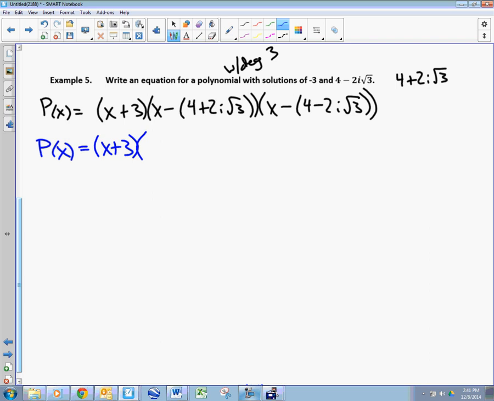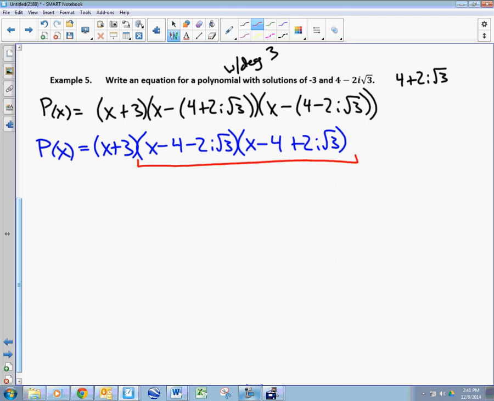All right, let's finish this off, okay? Now, there's a number of different ways to teach this. I'm going to try to teach you the way in which people make the least number of mistakes. What I encourage you to do is to first just distribute that negative. X minus 4 minus 2i roots of 3. And then x minus 4 plus 2i roots of 3. Everybody okay with that? So now I'm going to focus on these second two right here.